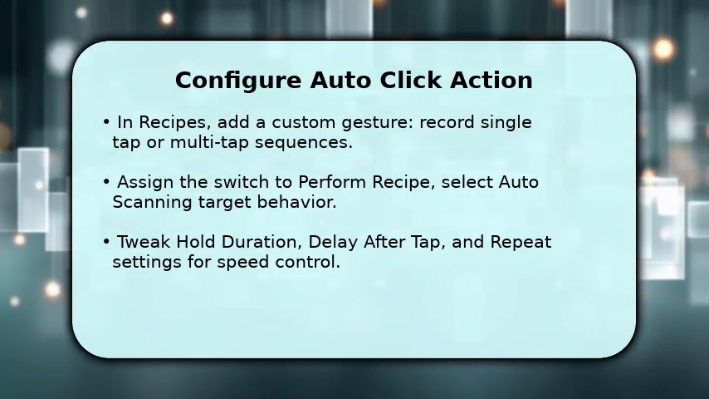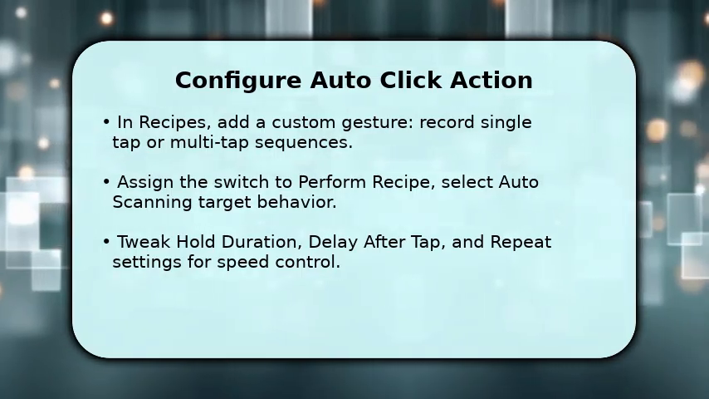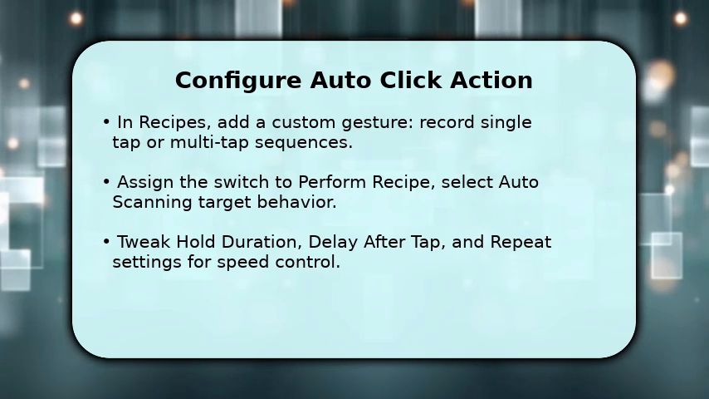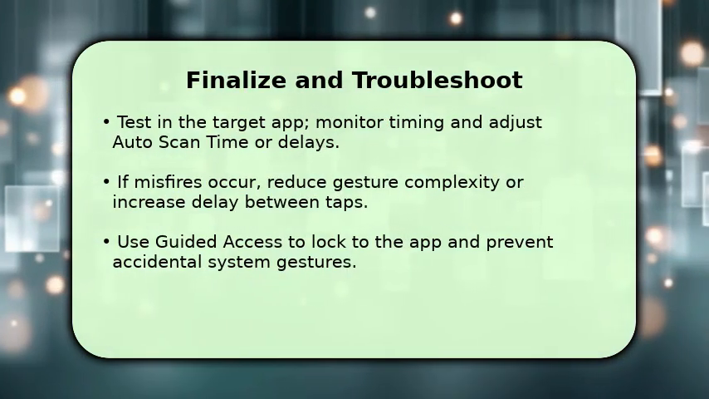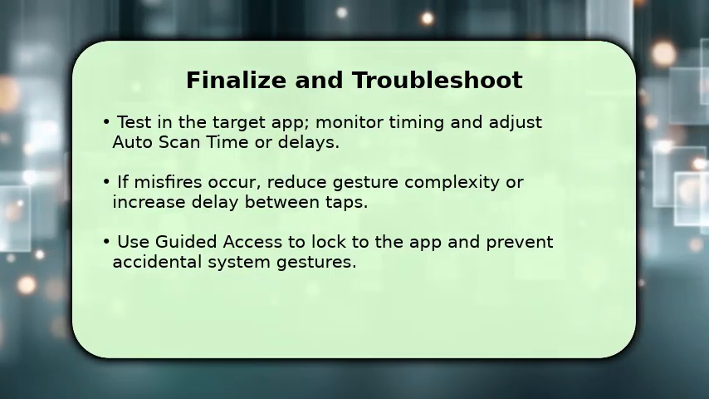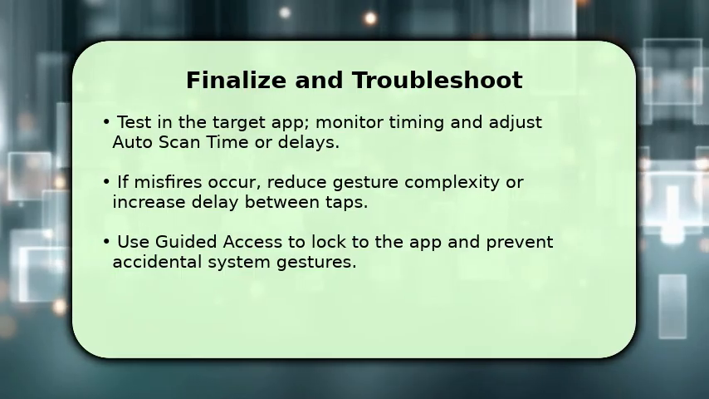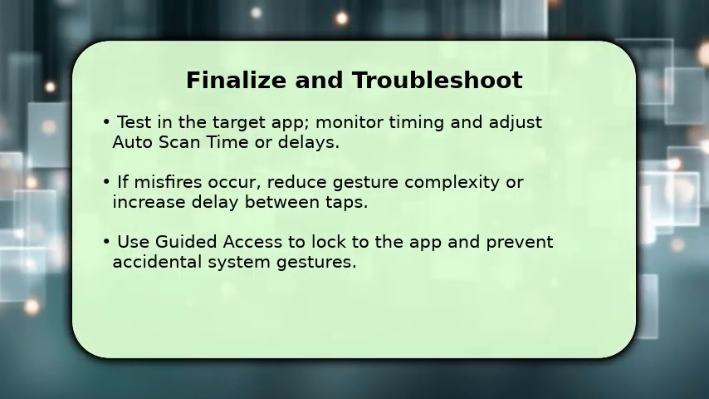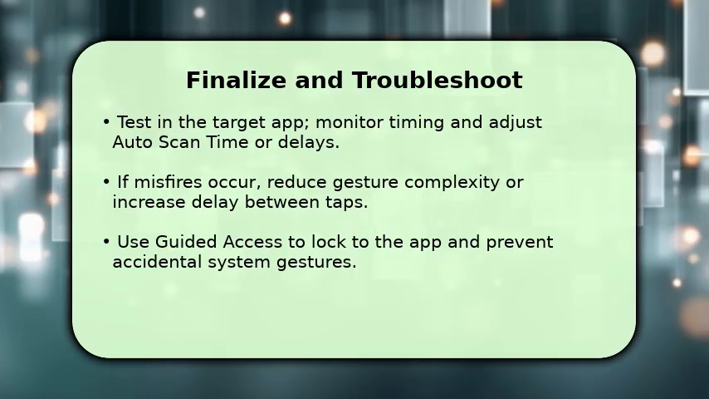Finally, fine-tune hold duration, delay after tap, and repeat counts to match the app's responsiveness, and avoid misses. Finish by testing your setup thoroughly in the app you want to automate, because timing is everything. Observe whether taps register, and then iteratively adjust auto scan time or delay after tap. If clicks misfire, simplify the gesture or increase delay slightly to prevent overlaps.